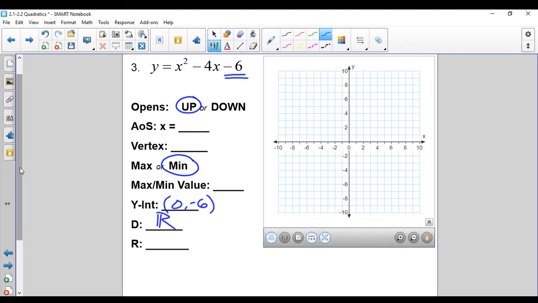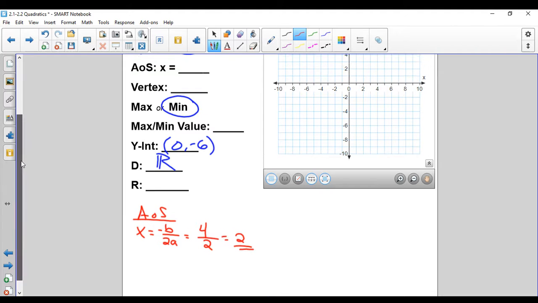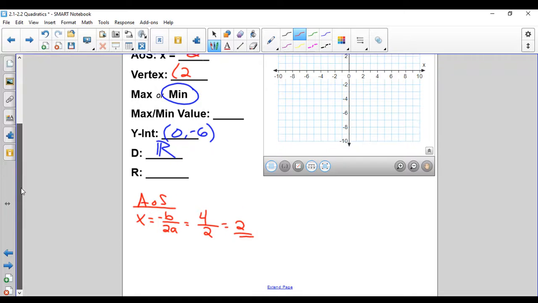The rest of the information needs to come from the vertex. So I need to find all that information. First thing I need to find is the axis of symmetry. I do that by, again, finding opposite of B over 2A. In our case, opposite of B is 4 over 2 times 1, so over 2. Our axis of symmetry is just 2. That is also the x value of our vertex.